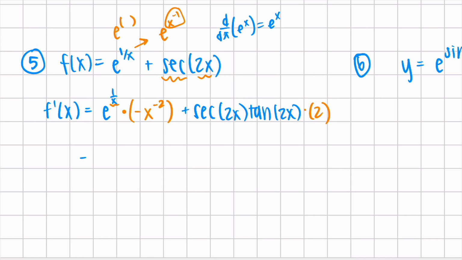Simplify a little bit. So I'm going to write this as, I have my negative e to the 1 over x, over x squared, plus, I'm going to just write this 2 in the front of the term, 2 times secant of 2x, tangent of 2x.